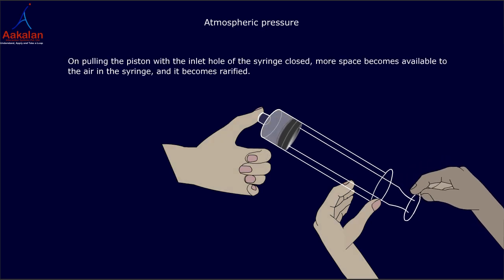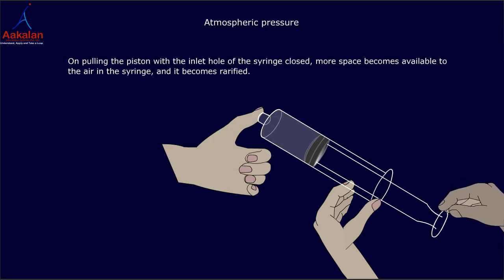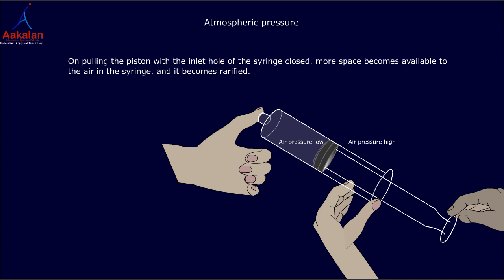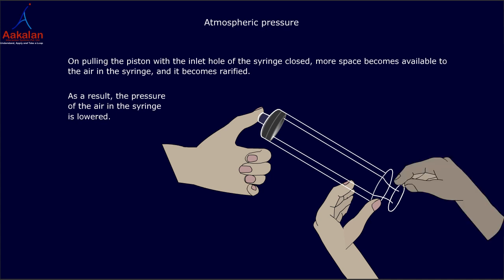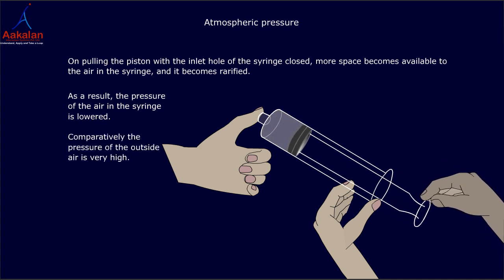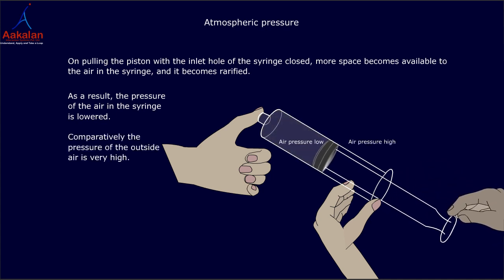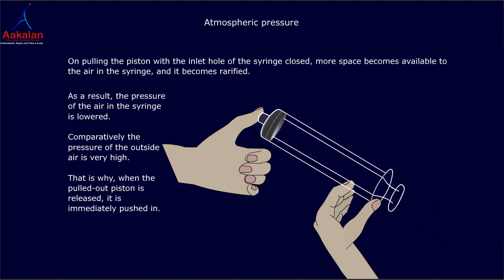On pulling the piston with the inlet hole of the syringe closed, more space becomes available to the air in the syringe and it becomes rarefied. As a result, the pressure of the air in the syringe is lowered. Comparatively, the pressure of the outside air is very high. That's why when the pulled out piston is released, it is immediately pushed in.